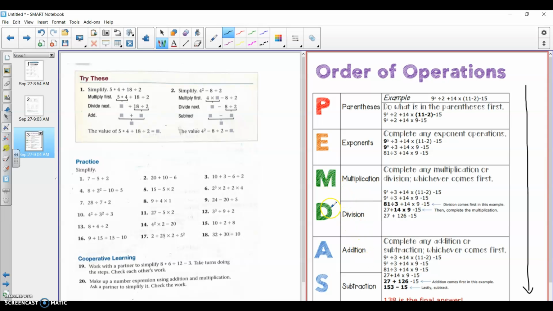Please note that multiplication and division are in the same color. So they can be flip-flopped in the sentence. If division comes first before multiplication, then you're going to do division first. But if multiplication comes before division, then you're going to do multiplication first. The same thing for addition and subtraction. If subtraction comes before the addition, do subtraction first. But if addition comes before subtraction, then there you go.